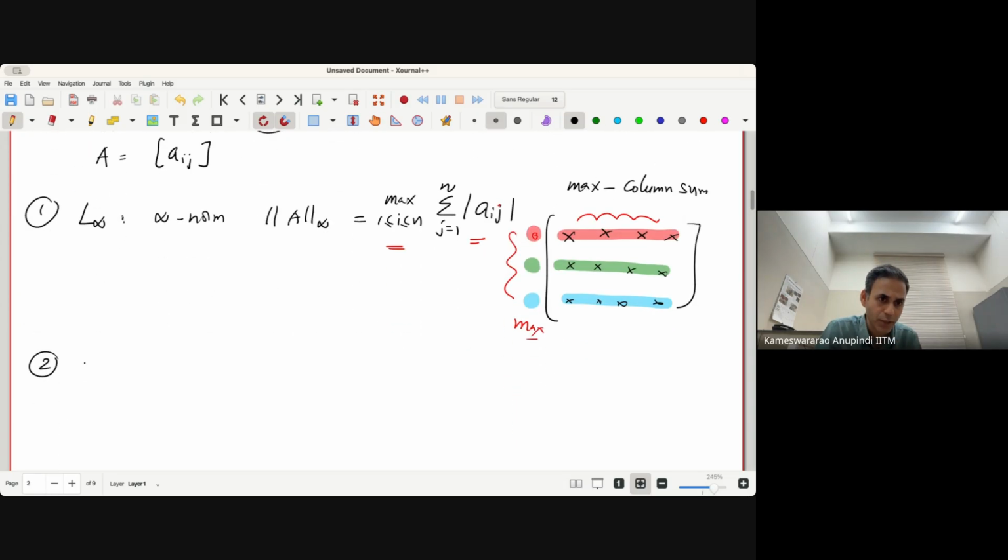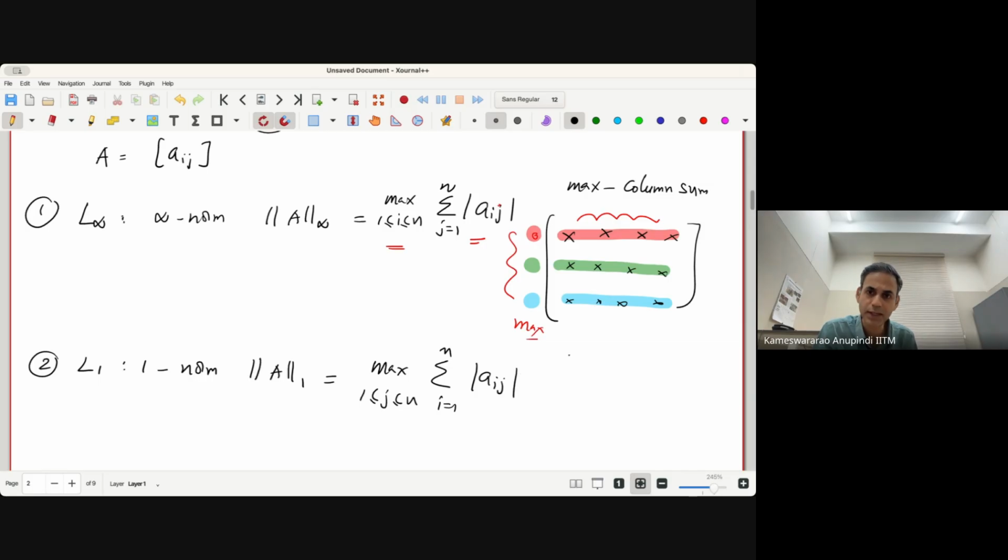So let's define what the L1 norm is. That is called the 1 norm. This is also along similar lines to what I have written above. This is the maximum over 1 less than or equal to j less than or equal to n of the sum over i going from 1 to n of modulus of a_ij.